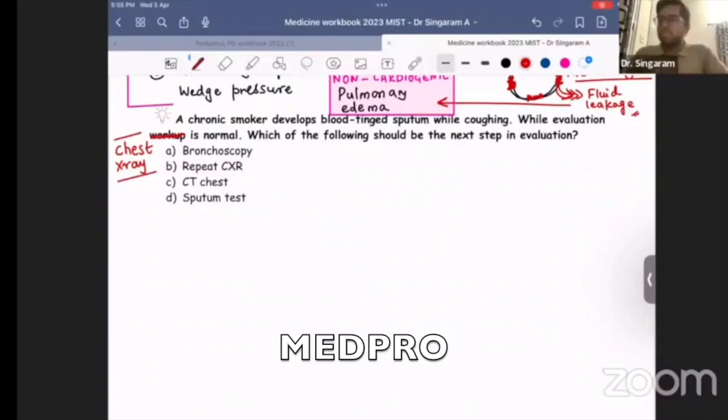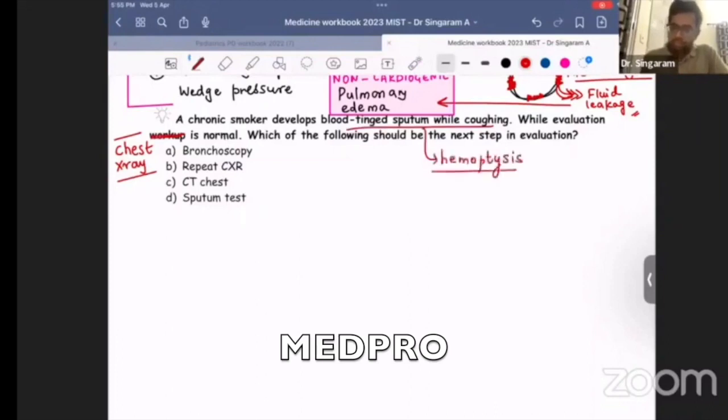First of all, I will tell you the flow chart. How do we evaluate a patient with blood-tinted sputum while coughing? Then I will come to this particular question. This is a flow chart taken from Harrison textbook. What is this blood-tinted sputum while coughing called? It is nothing but hemoptysis. I think all of you know this.